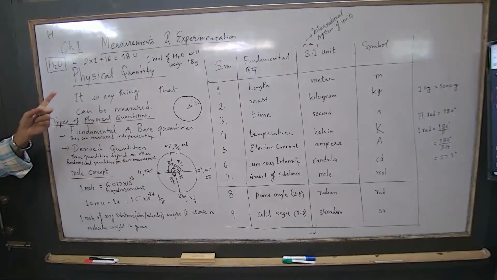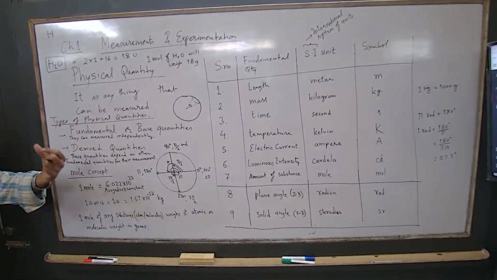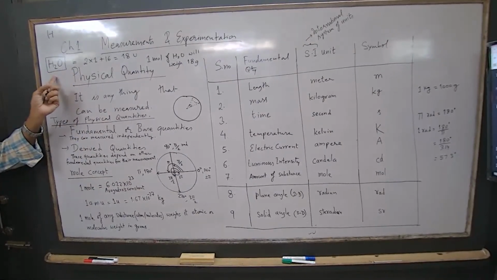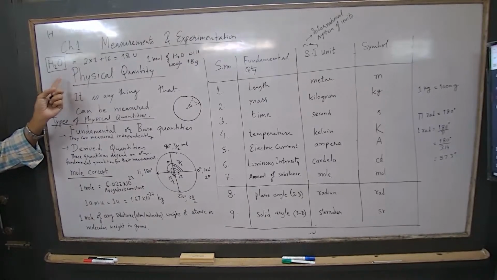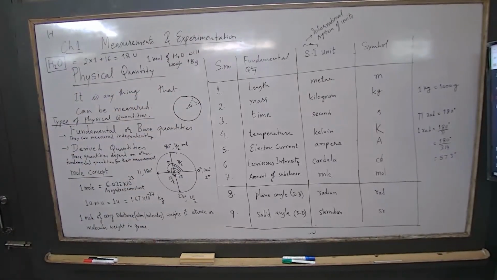If you take 6.022 into 10 raised to 23, a very large number of water molecules, water compound, then that will be 18 grams. That's what it is. Suppose I ask you a question. I gave you 18 gram of water or 18 kilogram of water. Now I am asking you a question. Tell me how many water molecules are there in that?